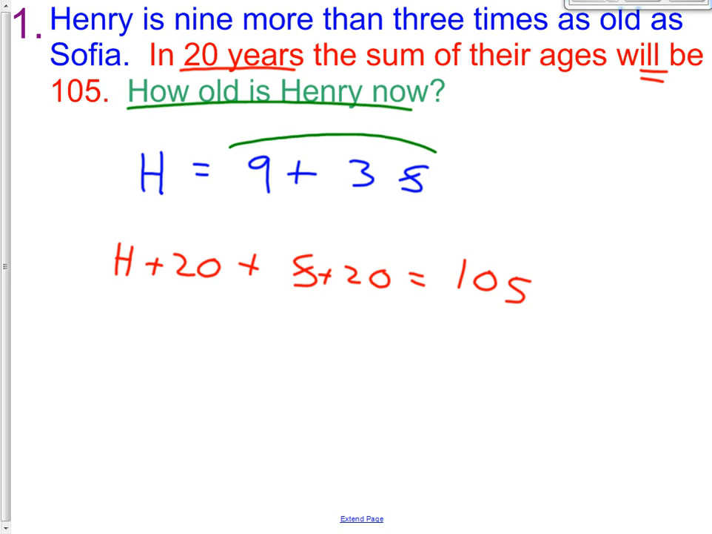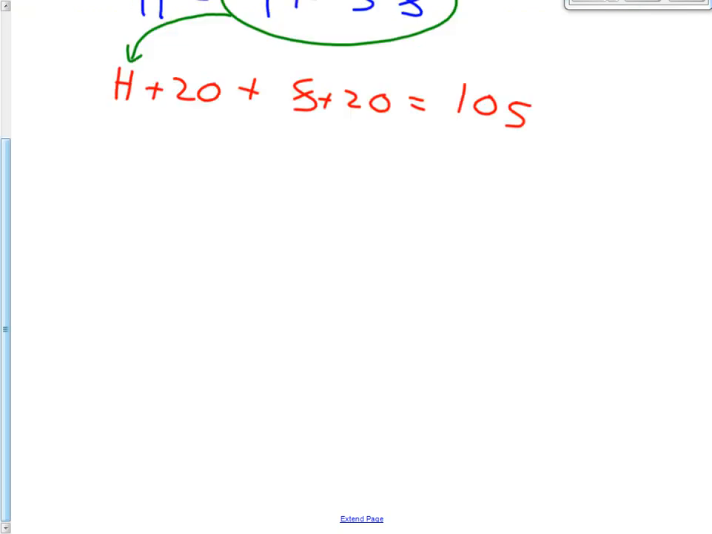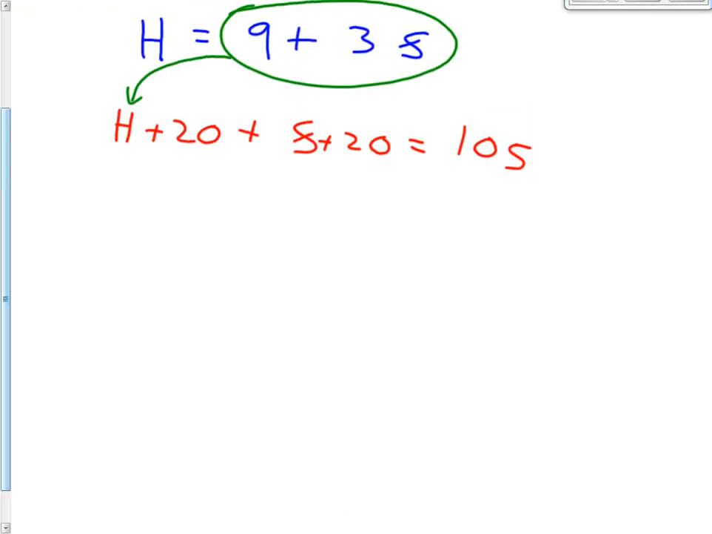Well, I know Henry is 9 plus 3 times Sophia. So this H right here is 9 plus 3 times S. So that's what we're going to solve. 9 plus 3S plus 20 plus S plus 20 equals 105.